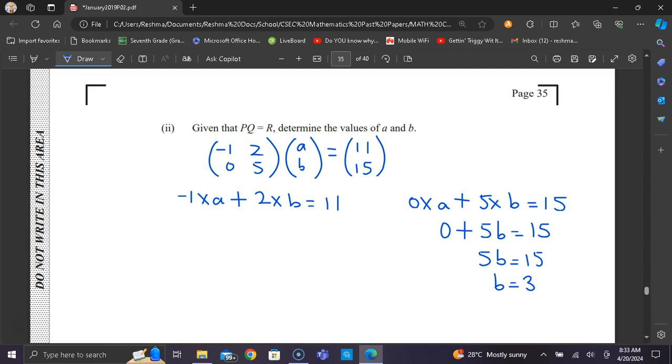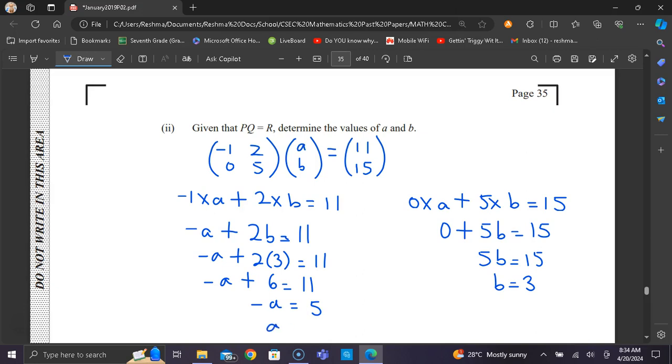So now we can substitute our value of B into the first equation. So -1 by A is -A, plus 2 times B is 2B, and that's equal to 11. So let's substitute B is 3. So we have -A plus 2 times 3 is equal to 11. So that's -A plus 6 is equal to 11. So -A will be 11 take away 6 is 5. So therefore A is equal to -5.